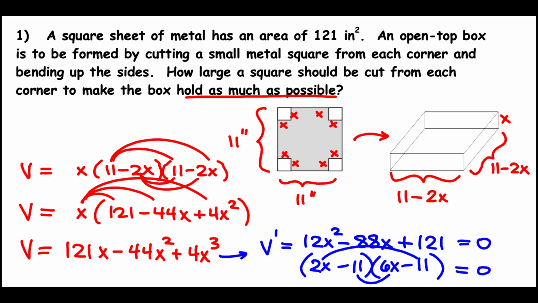So your critical numbers, x is either going to be, let's see, first parentheses, if I set that equal to 0, 11 halves. Or if you set the second parentheses equal to 0, x is going to be 11 sixths.